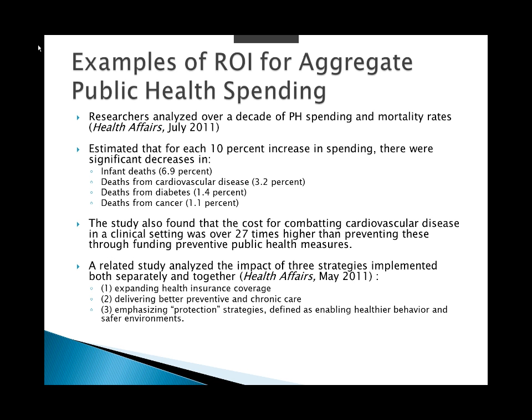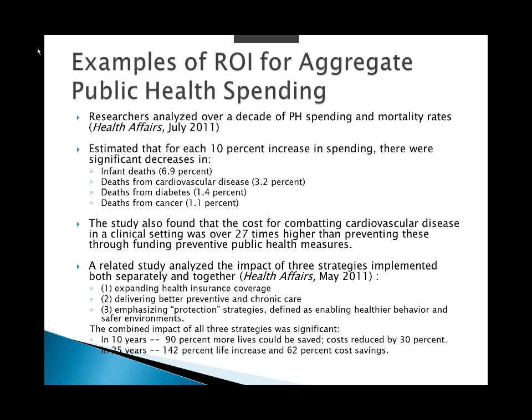A related study analyzed the impact of 3 strategies implemented both separately and together: expanding health insurance coverage, delivering better preventive and chronic care, emphasizing protection strategies, and the benefits that accrued from undertaking these. Again, I provide these just as examples of ROI in program or functional areas of public health as has been done traditionally and most extensively, and some work in monetizing the benefits that accrue from our public health spending.